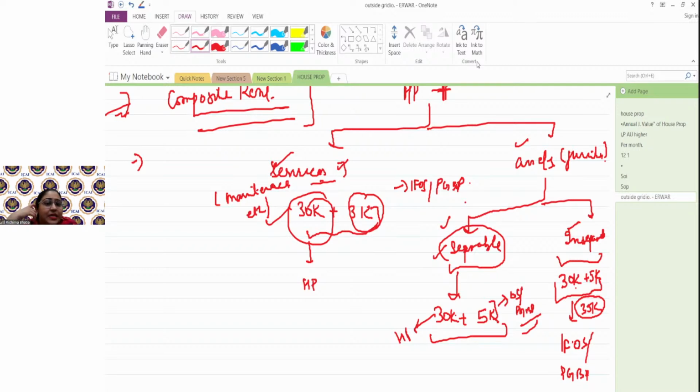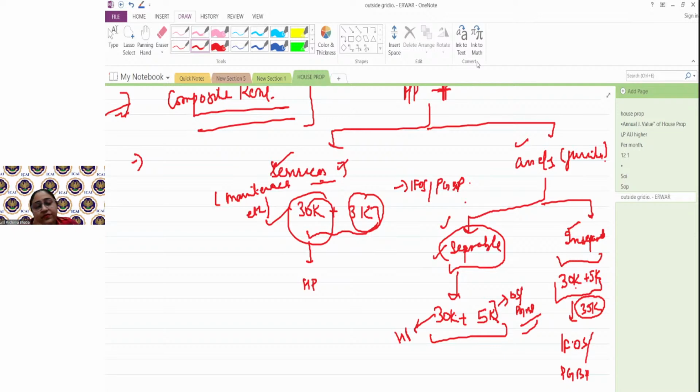In self-occupied property it's very simple: gross annual value is nil. No municipal tax deduction, no standard deduction, only the deduction for interest. If the interest in self-occupied property is for a construction loan or acquisition loan, provided it is after 1st April 1999 and the construction has happened within 5 years from the loan taken date, then the maximum interest allowed would be 2 lakhs.